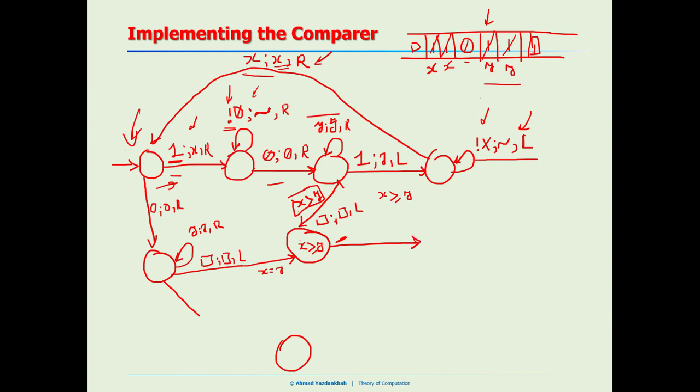Now let's continue. When we have one more 1 here, we don't need to change it anymore. We would say if it is 1, go to the left.